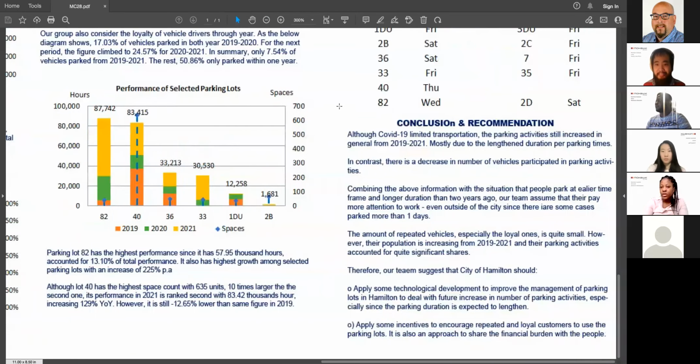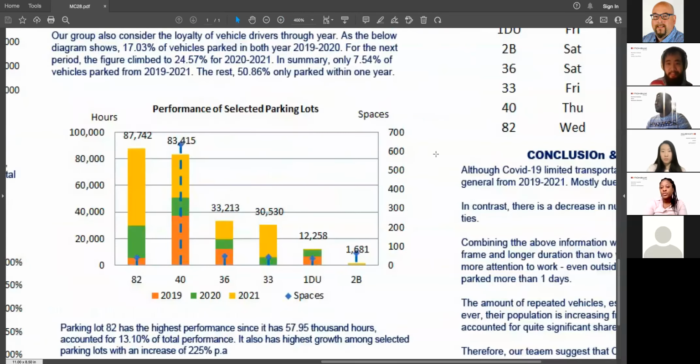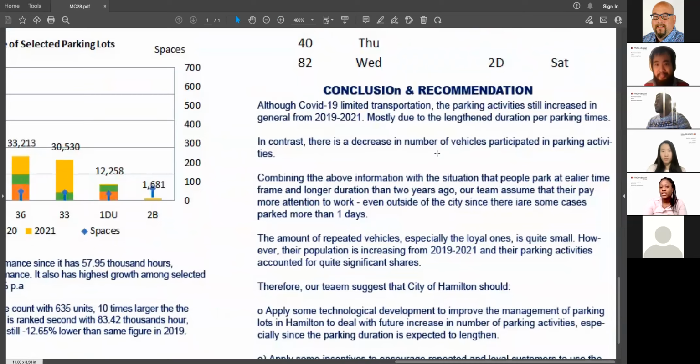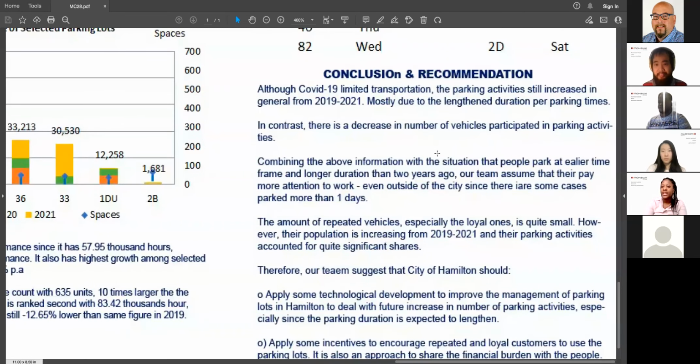In conclusion, although the spread of COVID-19 limited transportation, the parking activities still increased in general from 2019 to 2021, and this was mostly due to the lengthened duration per parking. However, in contrast, there was a decrease in the number of vehicles that participated in parking activities. Combining this information with the situation of people parking at an earlier time, 2 years ago, our team assumed that even those that lived outside the city paid more attention to work because there are some cases where cars were parked for more than 1 day.